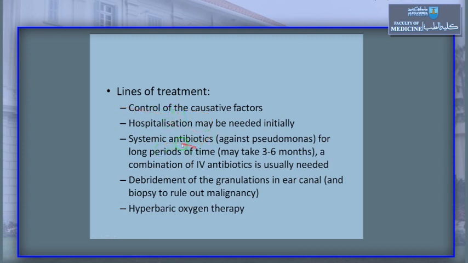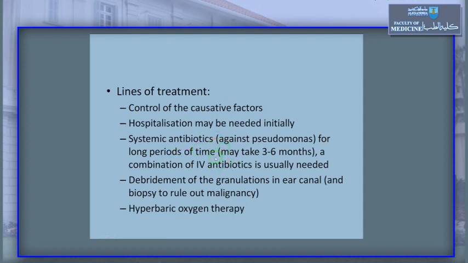treatment. For the systemic antibiotics, typically we start with a combination of 2 or more antibiotics until the patient starts to improve, and then we can continue with a single antibiotic for a longer duration that can take up to 3 to 6 months. Typically, these antibiotics should cover Pseudomonas. So we take the swab, we start the antibiotics, and then we modify the antibiotic treatment according to the culture and sensitivity results.